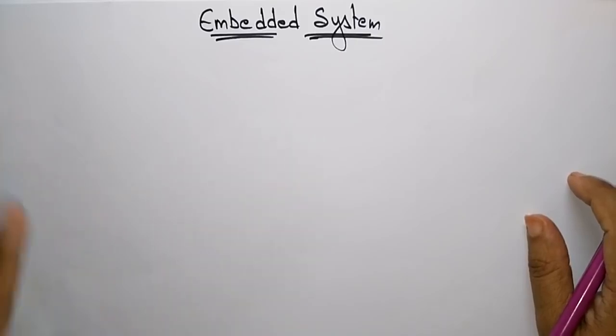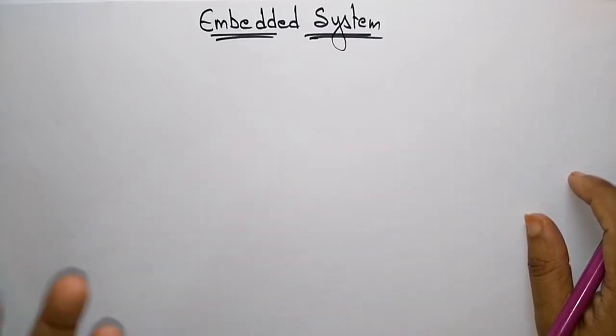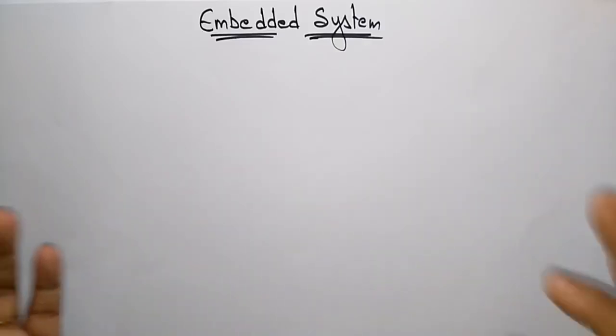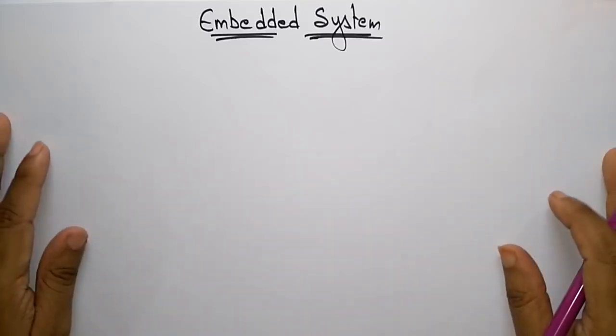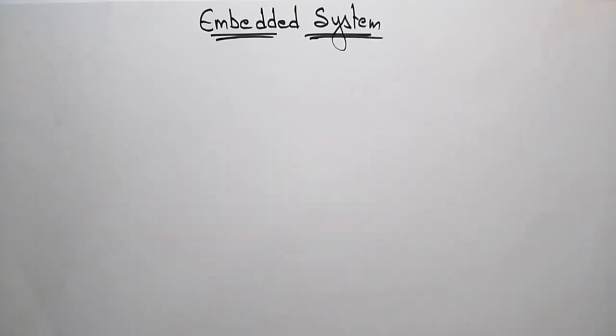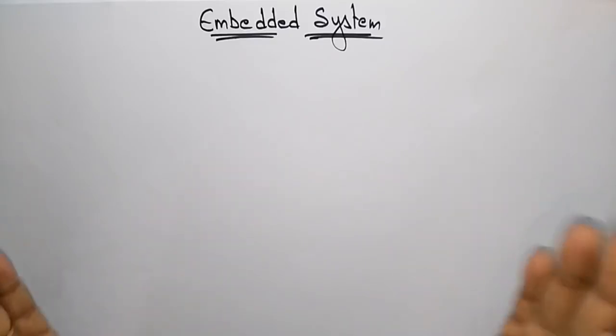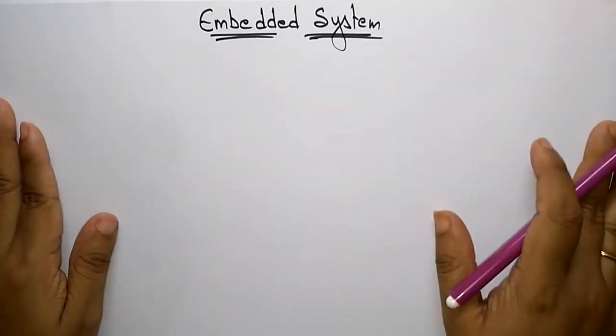In our daily life we are using the personal computer system, but in personal computer systems we are not using the embedded system, embedded processor. We are using only the general purpose processor. And if you look at televisions, microwave ovens and washing machines, in all these devices we are using embedded systems. So you need to know what exactly the embedded system is.